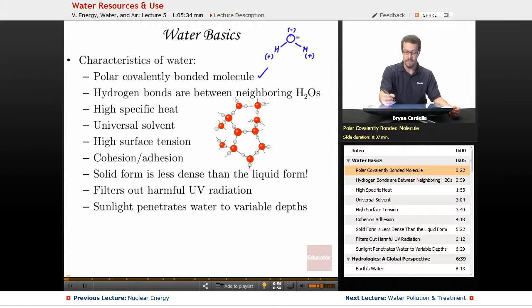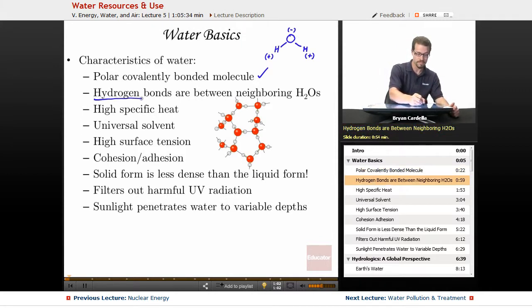Though it's covalently bonded in a single water molecule, what keeps it bonded to neighboring water molecules is actually hydrogen bonds. And here they are right here. That's a hydrogen bond. That's a hydrogen bond. And you notice it's between the hydrogen of one and the oxygen of the neighboring one. The fact that it's the plus and minus allows for that attraction to form the hydrogen bond.